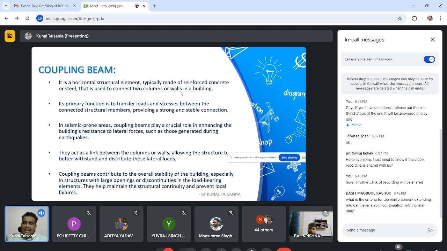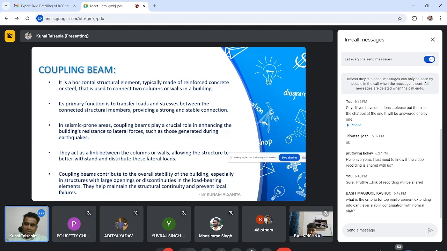They act as a link between the columns or walls, allowing the structure to better withstand and distribute this lateral load. When I have to transfer my lateral load from one column to another column or from one shear wall to another shear wall, it will behave like a link. So coupling beams contribute to the overall stability of the building, especially in structures with large openings or discontinuities in the load bearing elements. They help maintain structural continuity and prevent local failures.